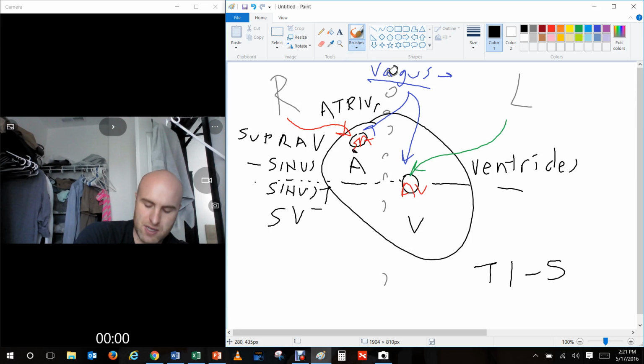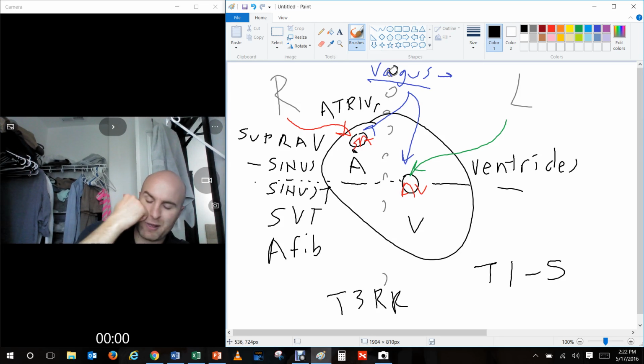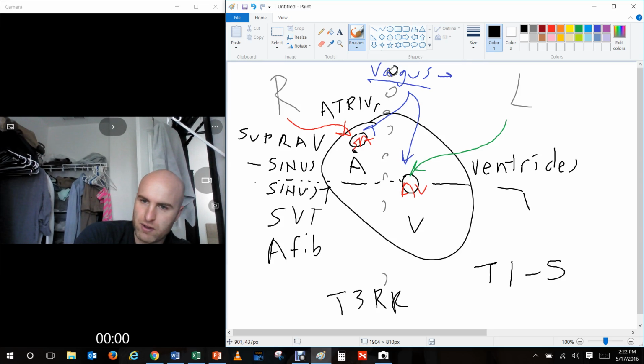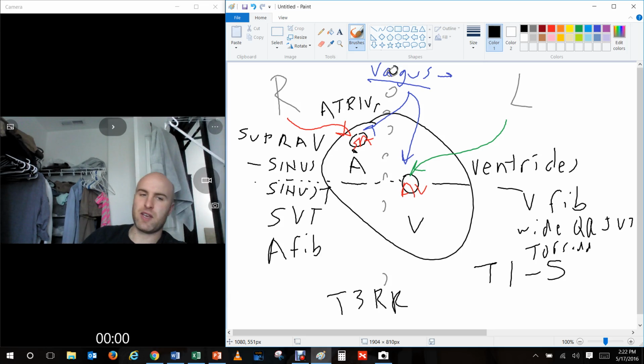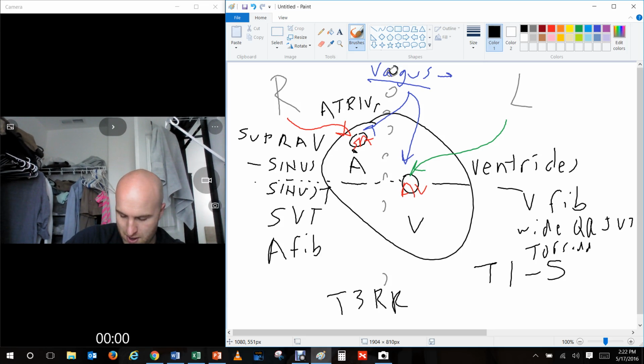You could think SVT. You could think atrial fibrillation. Those would all be examples of stuff on the right. So if you looked at this and it was like T3 rotated right, or something like that, then that's what it would make you think. On the left side, though, we're thinking more ventricular fibrillation, wide QRS VT, or things like torsades de pointes. So anyway, depending on what you see is going to kind of clue you off to what's going on there.